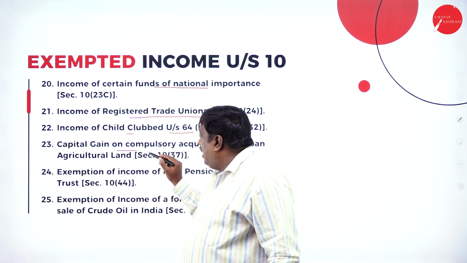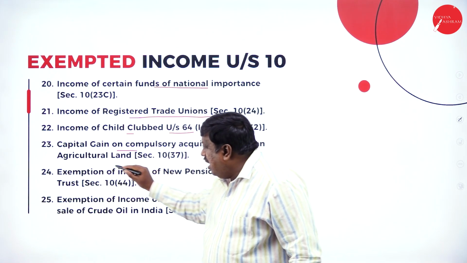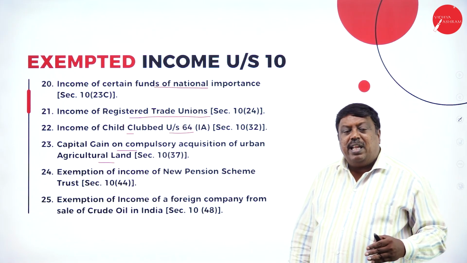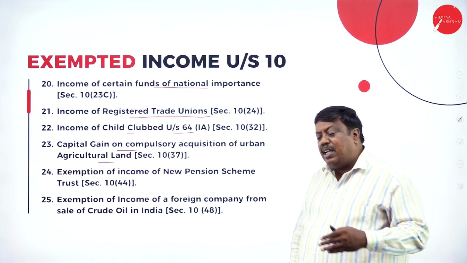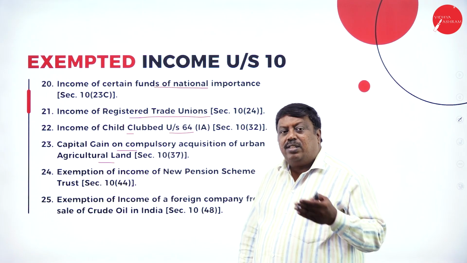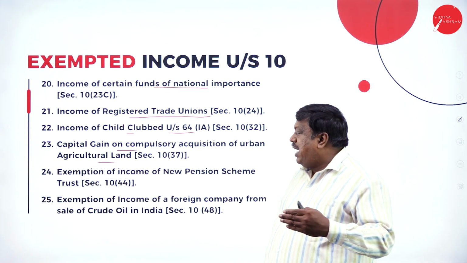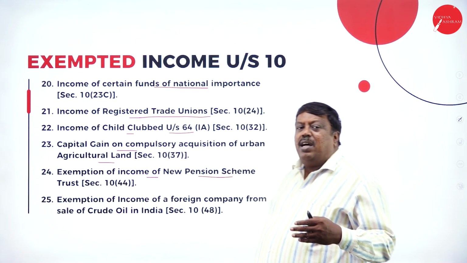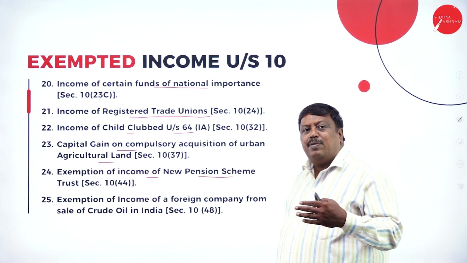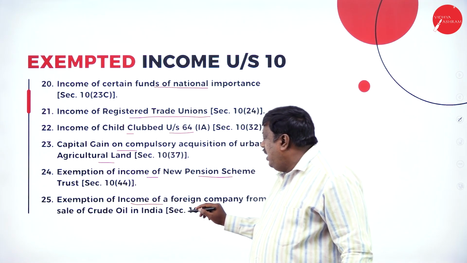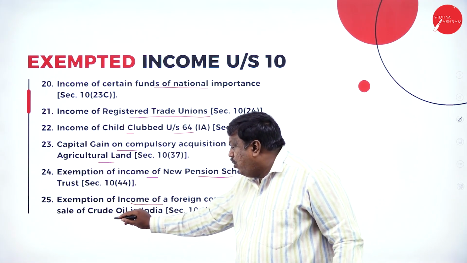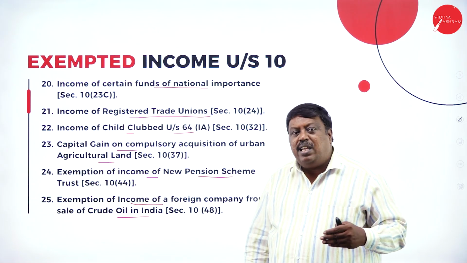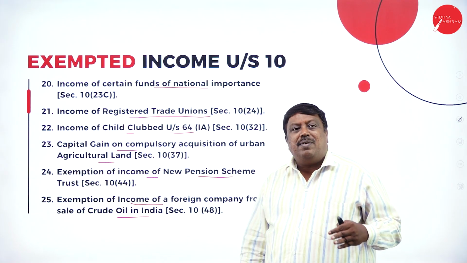Any capital gain on compulsory acquisition of urban agricultural land: if any agricultural land in the urban area is acquired by the government and the government has paid compensation to you, such amount is exempted from tax. Exemption of income of the new pension scheme under the trust that we have here is exempted from tax. Exemption of income of a foreign company from sale of crude oil in India: if any foreign company is doing business activities in India in crude oil, that is exempted from tax.